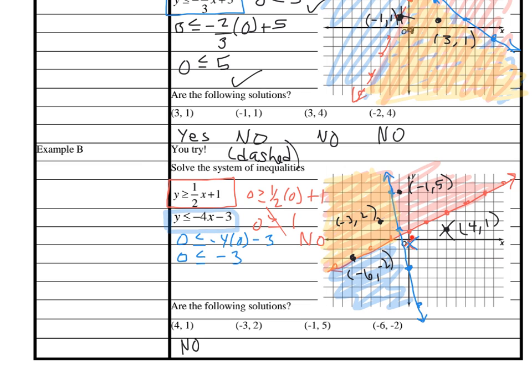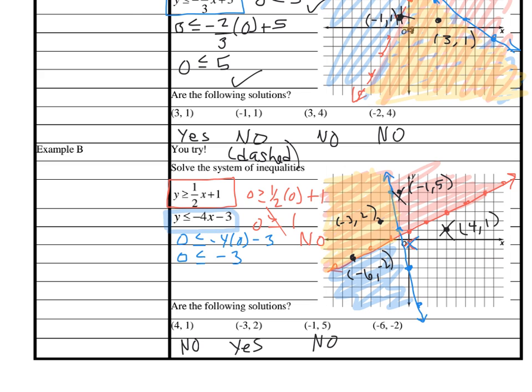Negative 3, 2, I would go left 1, 2, 3, up 1, 2. That point right there is in the overlapped area from both inequalities, so yes, that one is part of the solution. Next, negative 1, 5, so we go left 1, up 5. That is in the red shaded area, not the overlapped area, so no, that one is not in the solution.